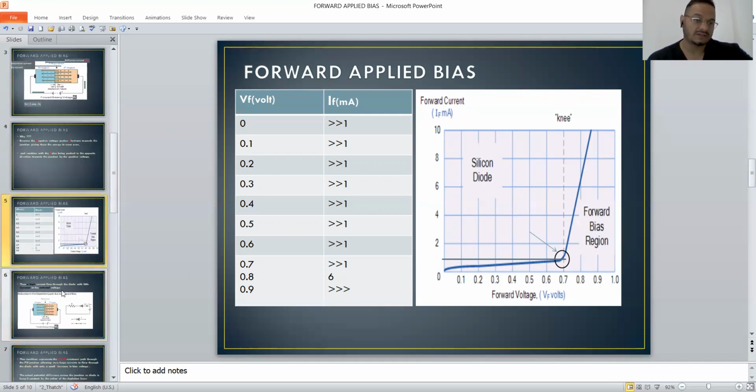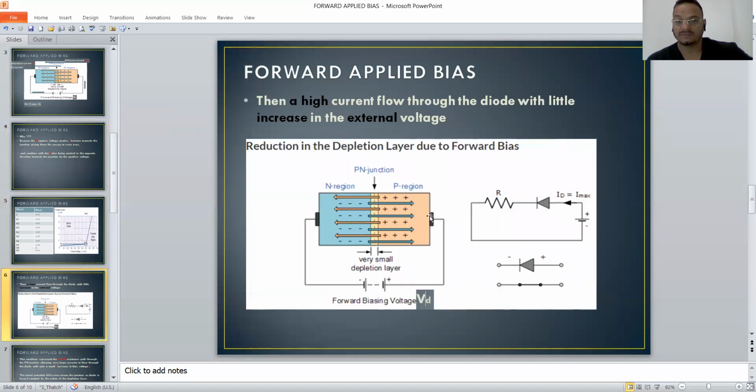Let's go to another slide. Here, like I said before, we connected the N region with the negative terminal of the power supply, and the positive terminal of the power supply we connect to the P region, and the majority carriers on both sides try to travel toward each other. Here, in the next slide, we will explain why we always put resistors.